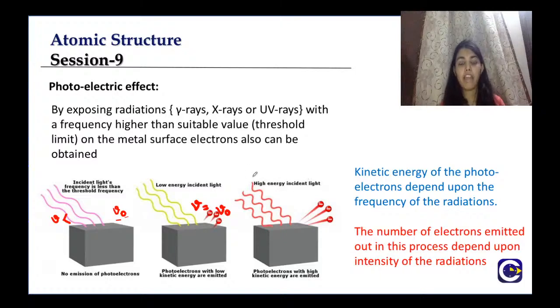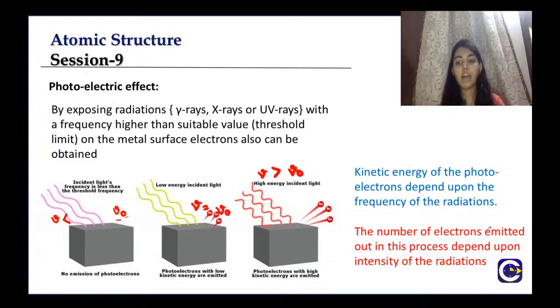But if you take the frequency which is much higher than that of the threshold value, then the electrons will be emitted with the greater energy. Can you see here? These are with the less energy, these are with the greater energy, because the extra energy is used up to increase the kinetic energy of photoelectrons.